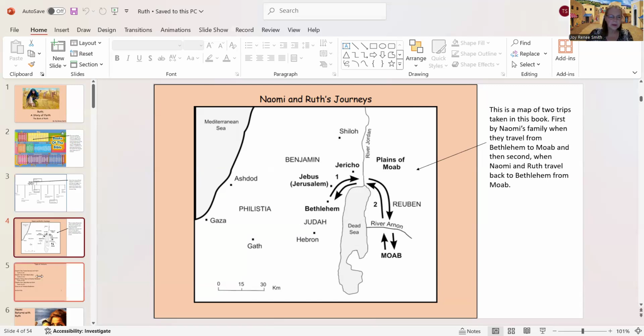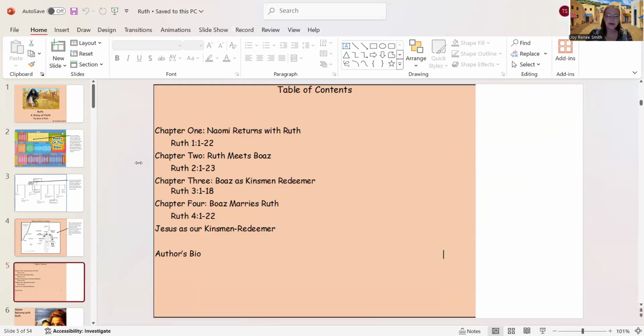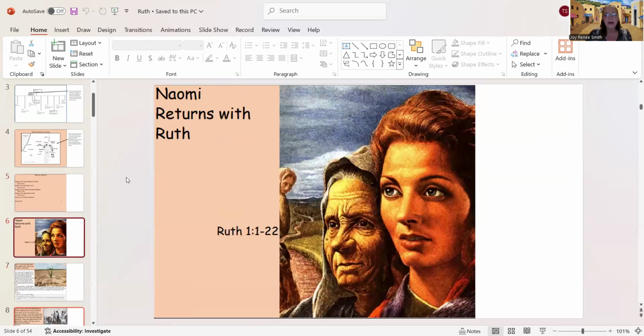Okay, now looking at the table of contents, we have 4 chapters on this, and that covers the 4 chapters in the book of Ruth. And so let's start with the first one. Naomi returns with Ruth. Ruth 1, verses 1 through 22.